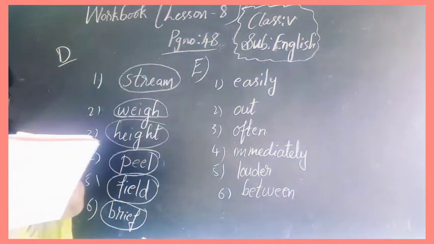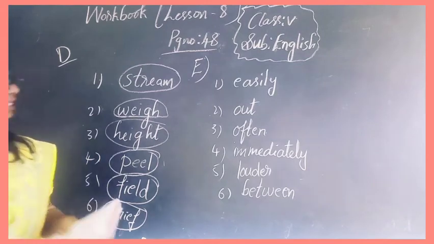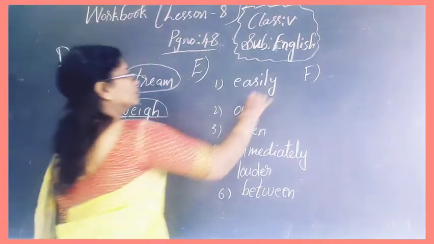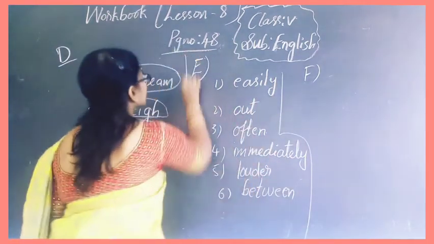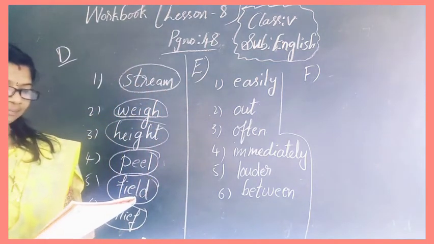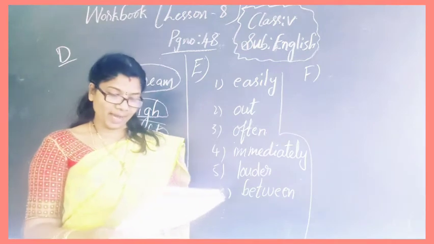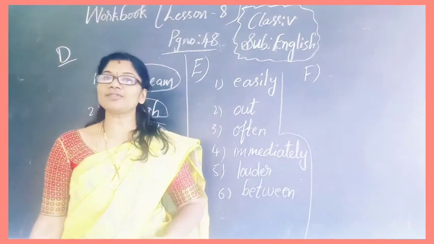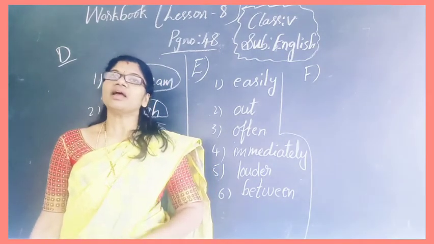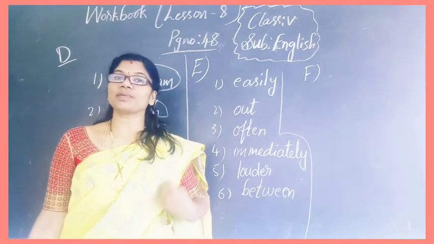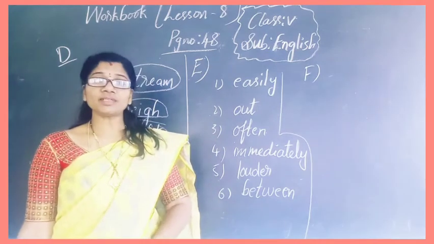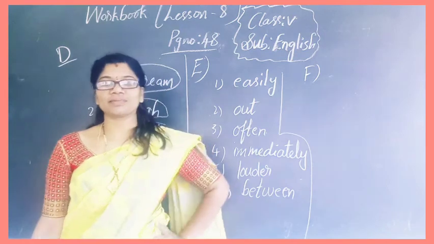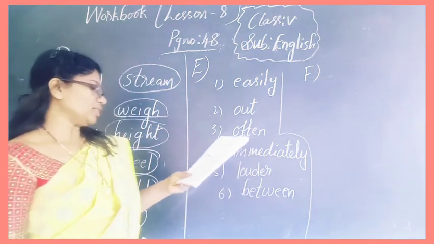Now exercise E is over. Now let's go with exercise F. Now I'm going to draw a line so that you understand. F is: underline the adverbs in these sentences and say if they are adverbs of time, place or manner. I have discussed this when I finished lesson 8, kinds of adverbs, in the textbook exercise under the topic grammar. If you want to recollect, then watch the video, it is on the website.